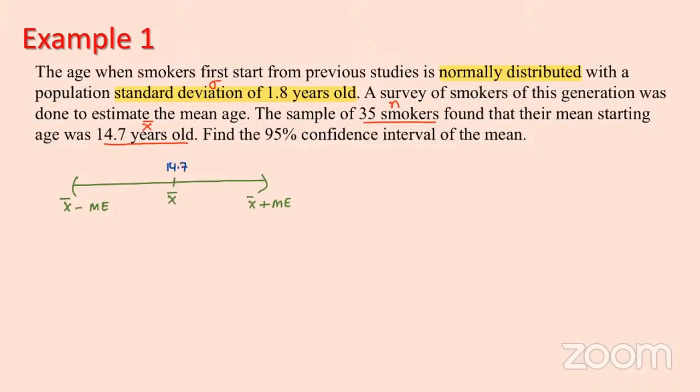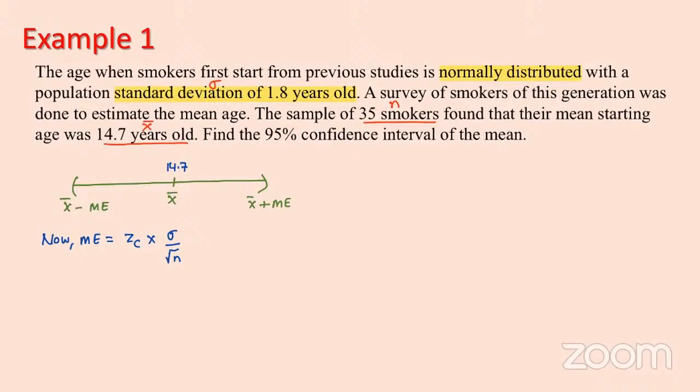What is the value that goes in the middle? 14.7. We have that value already. Now what we need is the margin of error; if we have it, I can easily add or subtract it. Now let's try to find the margin of error. The margin of error is equal to Z critical times sigma over square root of n, right? Why Z critical? Because the population standard deviation is given. If population standard deviation is given, the distribution will be standard normal, so Z critical.